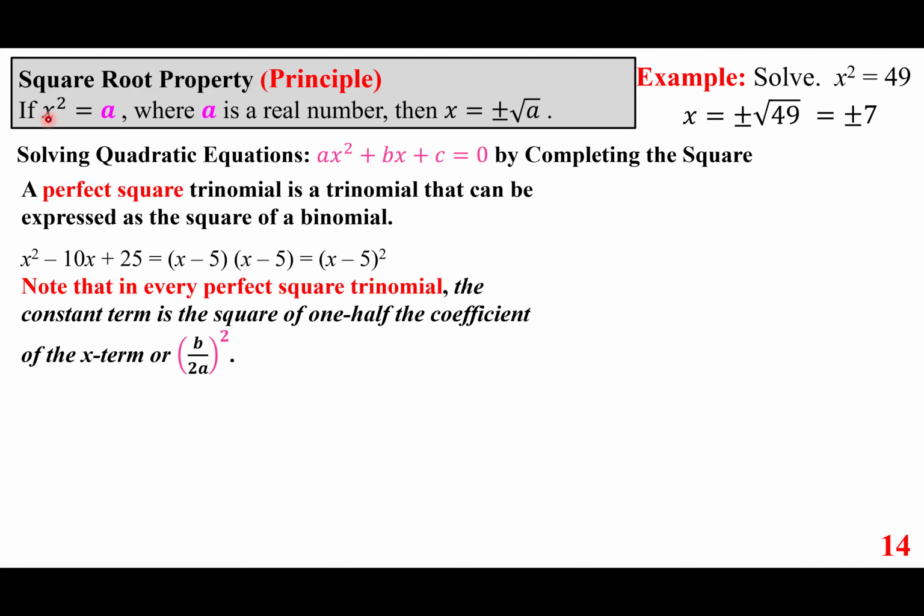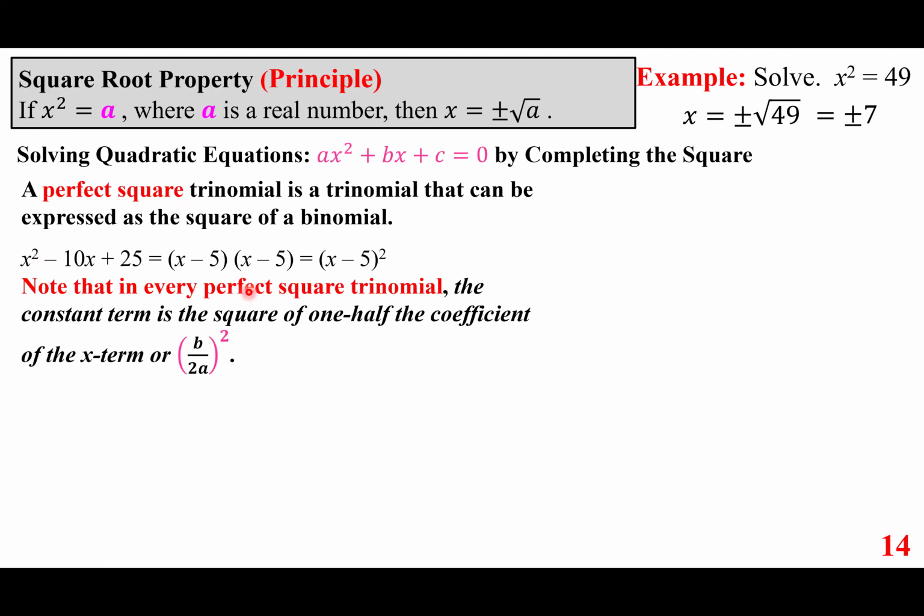Solving by completing the square. If we want to solve ax squared plus bx plus c equal to 0, a perfect square trinomial is a trinomial that can be expressed as the square of a binomial. For example, x squared minus 10x plus 25 is (x minus 5) squared.